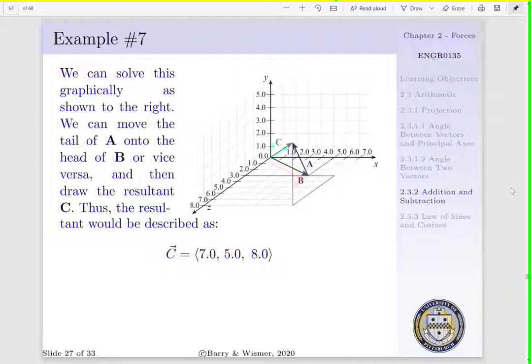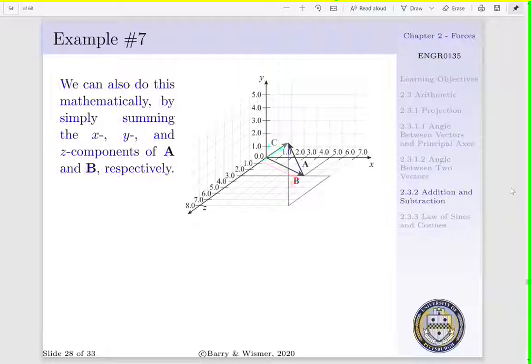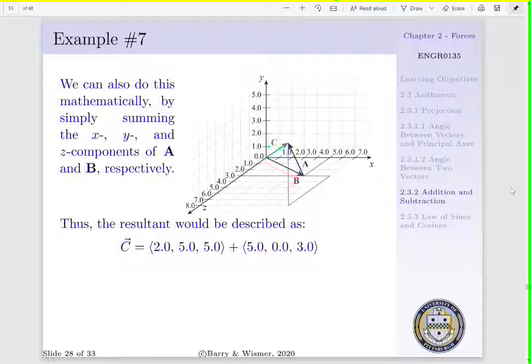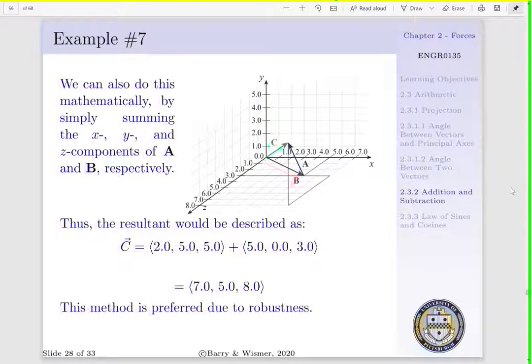Now this is hard to see in a three-dimensional space, so our preferred method is to do this mathematically, where we're going to sum our x, y, and z components of our two vectors respectively. In doing such, C would be equal to A plus B, and the resultant would be 7.0, 5.0, 8.0. And we prefer this method because it's very robust.